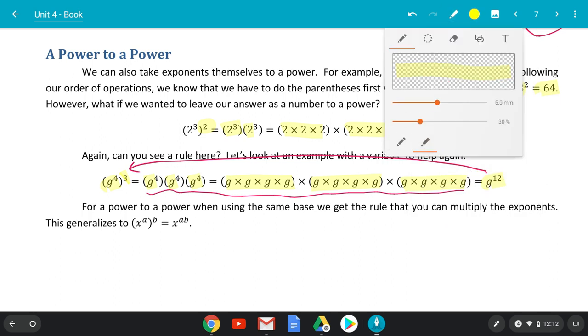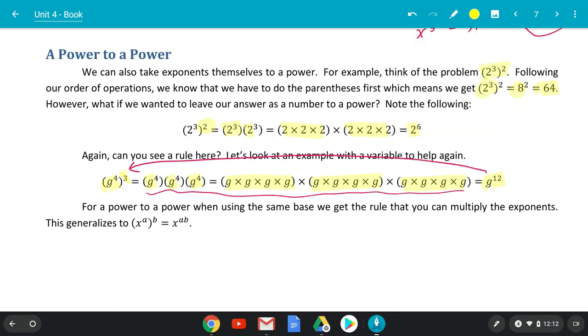Well, for a power to a power, when using the same base, we get the rule that you can multiply the exponents. So this generalizes to x to the a raised to the b power equals x to the ab. So here, 3 times 4 got us 12.